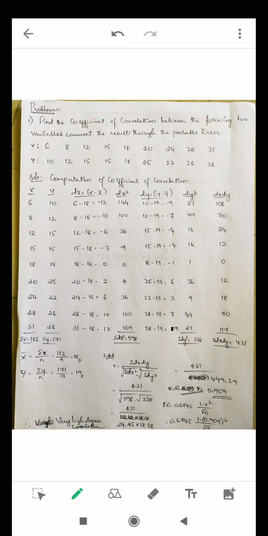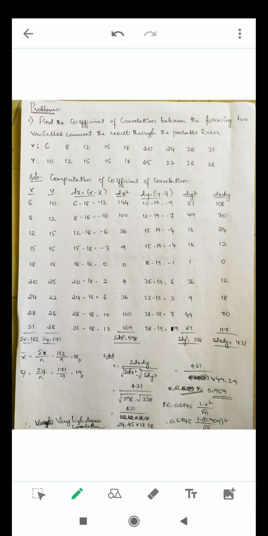We know the probable error formula: PE is equal to 0.6745 into 1 minus r square divided by square root of n. Substitute the values we already got. 0.6745 is a constant value, into 1 minus r square, where we already have the r value, the correlation value, 0.959, whole square, divided by square root of n. n is 9 here, square root of 9.